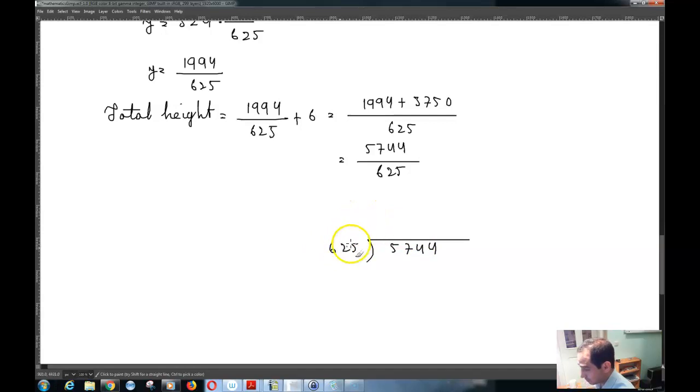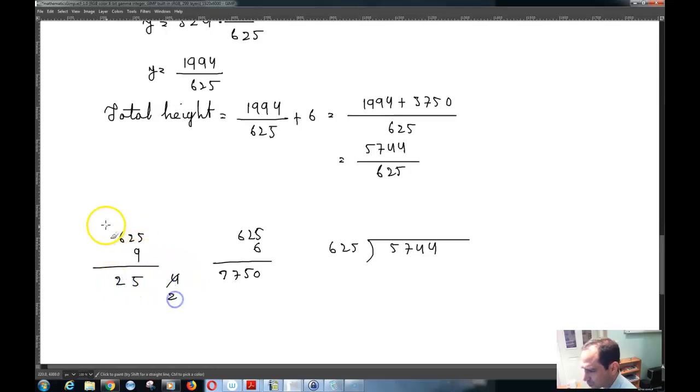625 times 6 is 3750. 625 times 8 would be 5000, and 9 times would be 5625.